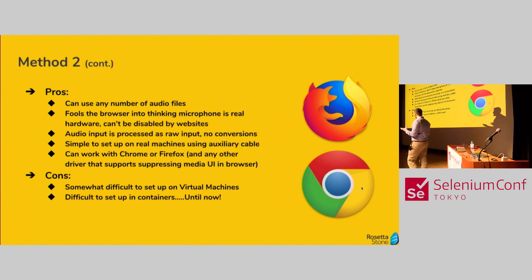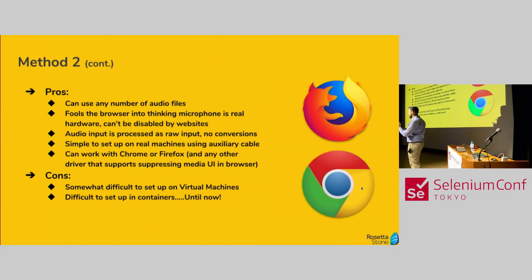There are a lot of pros to this solution, in my opinion. You can use any number of audio files within your test. So if you had 5 or 10 audio files that you needed to play in succession within one test, you could. It fools the computer at a hardware level rather than a browser level, so this is a layer deeper than the first method that I showed. The audio input is processed as raw, so you don't have to worry about down conversions that the browser could do. It's simple to set up on a real machine, as I showed with the auxiliary cable.